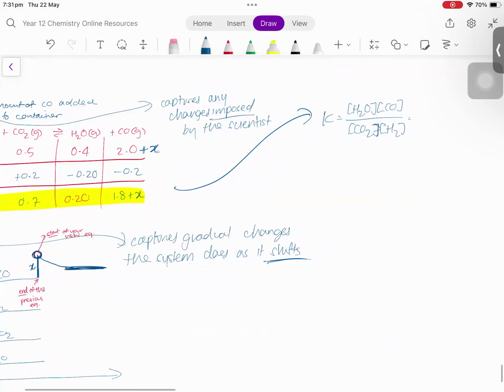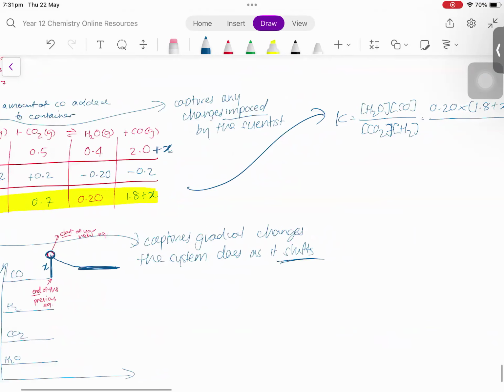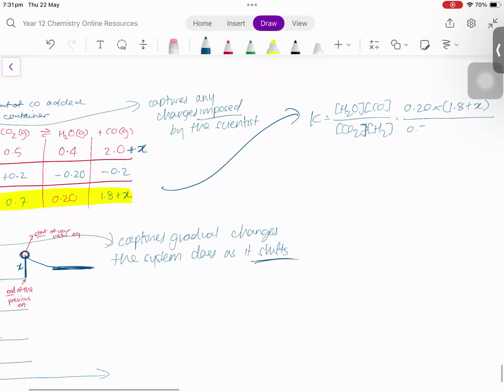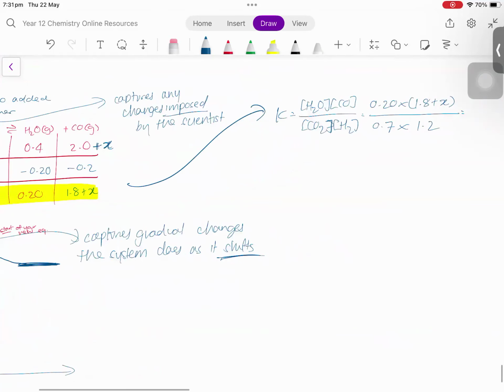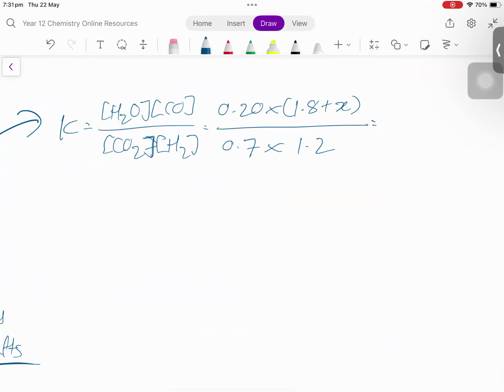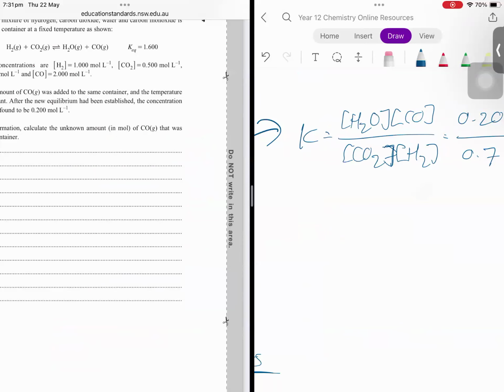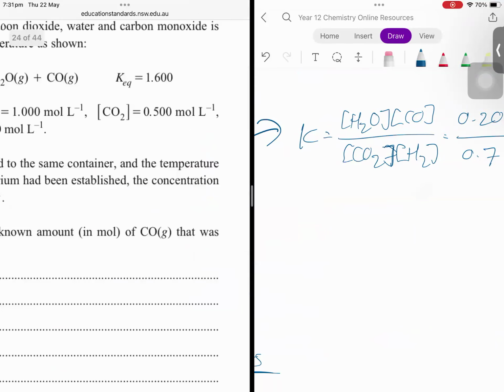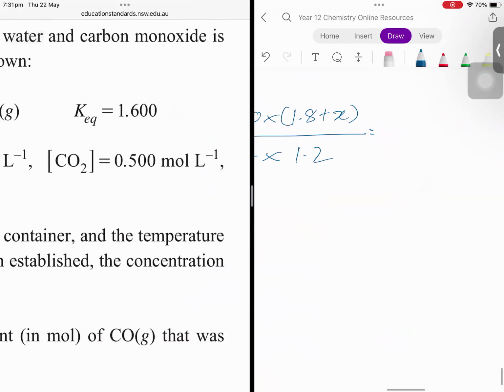So H2O is 0.2, CO is 1.8 plus X, CO2 is 0.7, and H2 is 1.2. If you have an X, you need to know what your K is. If you fill in every number in your ICE table, you should be able to solve for K. Here we have an X, so we need to be given K, which is 1.6.